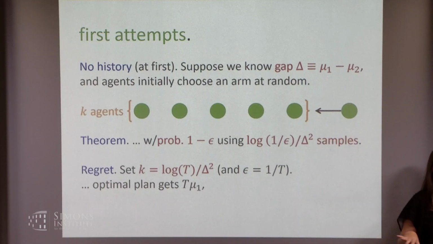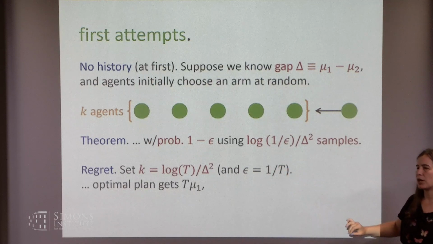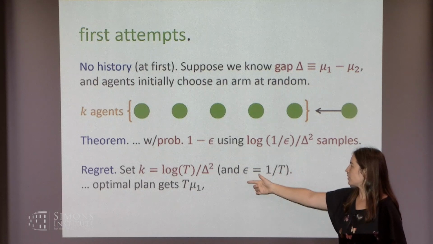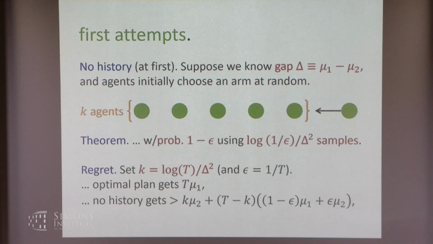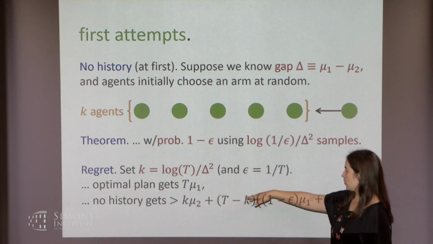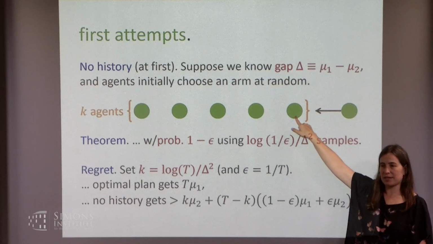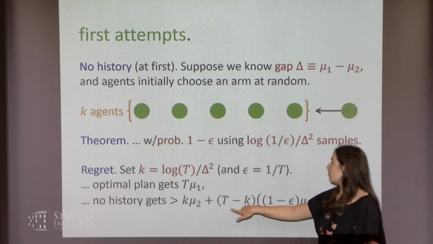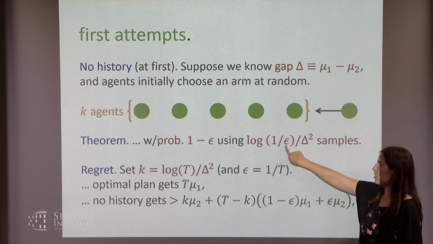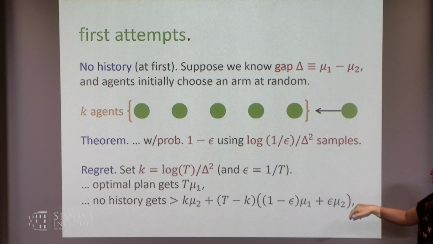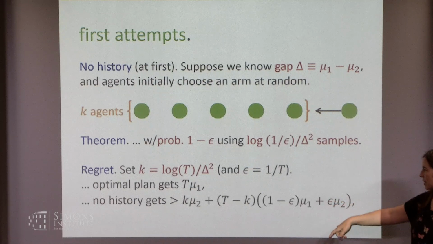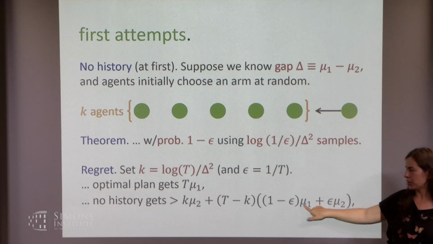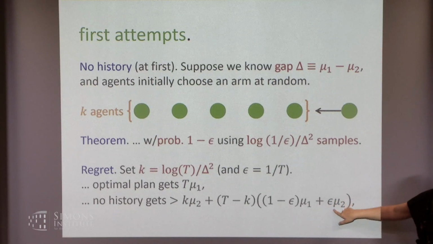This is all very standard stuff in computer science. I just want to do it so you see what the proof looks like. You notice that the optimal plan is going to get t times mu1, the mean reward of the better arm. The plan with no history is going to get k mu2. That's these first k agents getting at least the reward of the worse arm, which is mu2. And the remaining t minus k agents, if this event happened, that the coins were distinguished, then they're going to pull the better one, because the gap is large enough and they've seen enough samples that even their estimates are going to cause them to pull the better one. And in the event that the coins weren't distinguished, we can't say anything, so let's say they get mu2.